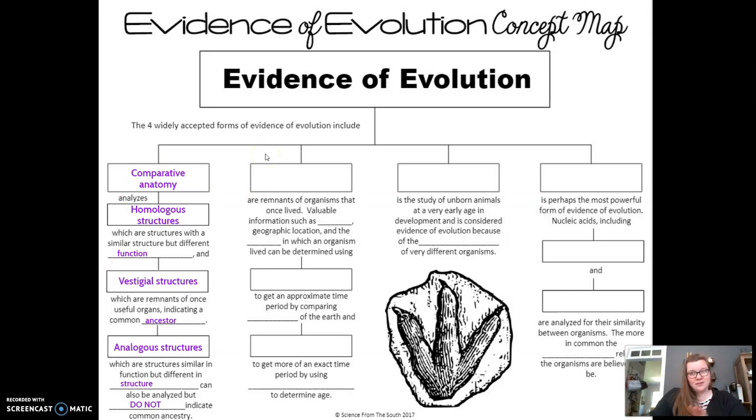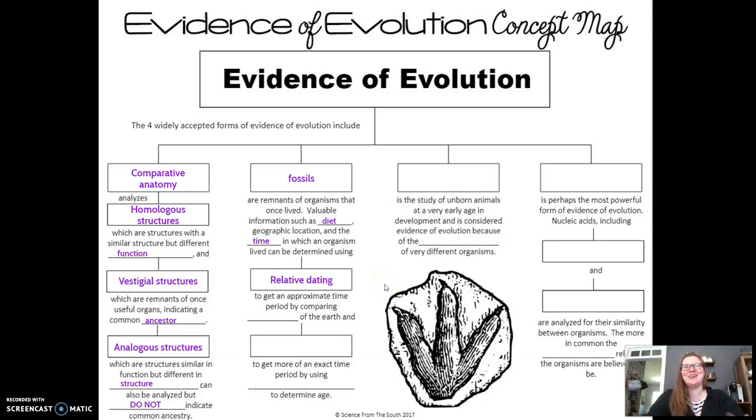So our next form of evidence for evolution is going to be fossils. So this is one we've talked about before. So remnants of organisms that once lived, if we think about like that cast fossil and those trace fossils. So this is going to tell us information like diet, geographic location, and the time in which an organism lived. So that's hugely helpful because it literally just tells us like the animals went in this order, right?